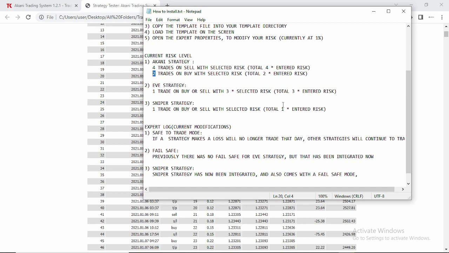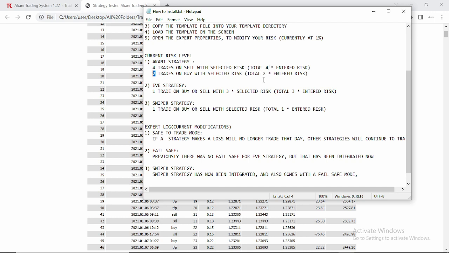So in this case it will be 1%, since we entered 1% as our selected risk. All right, so let's say you change that number to 0.5, for example here. So basically now we'll be risking 2% of our account, because 4 times 0.5 will be 2%. And they will be risking 1% here.